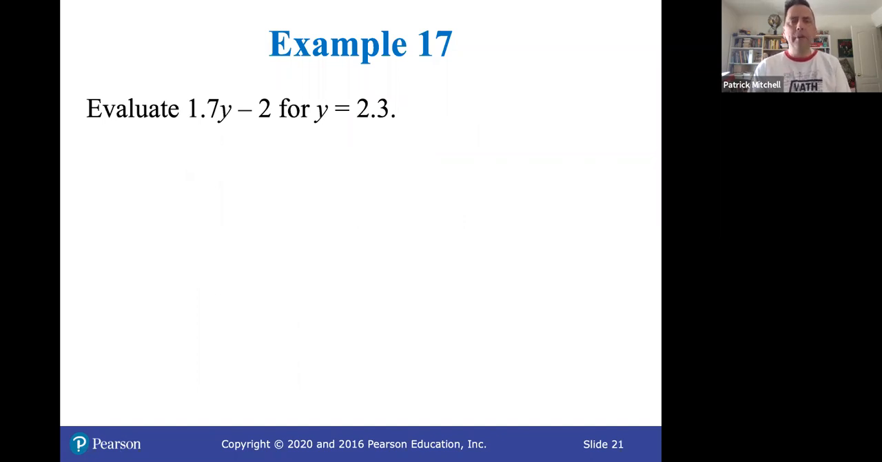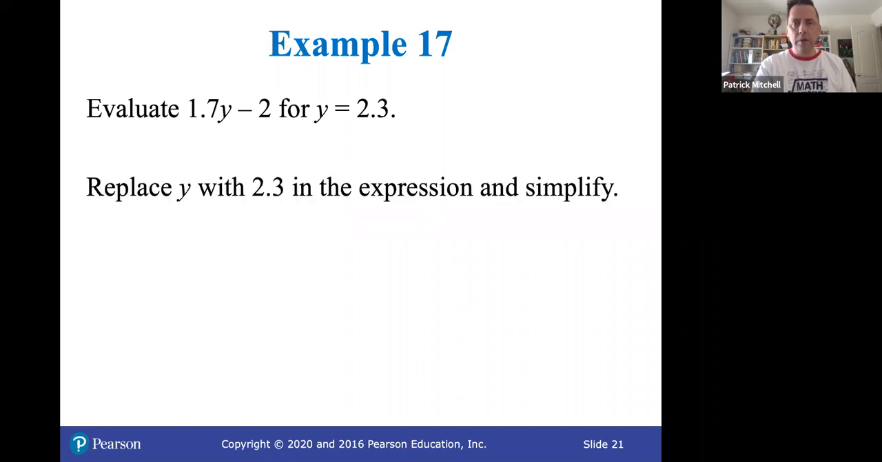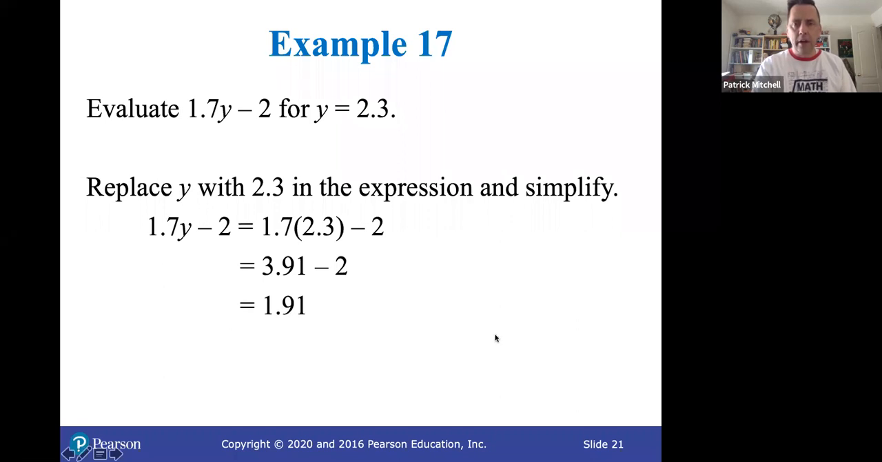All right, the last example is to evaluate 1 7/10 y minus 2 if y is 2 3/10. We've done lots and lots of problems like this before, just not too many with decimals. So replace y with 2 3/10 in the expression and simplify. So it turns into 1 7/10 times 2 3/10, and then subtract 2. Do the multiplication before the subtraction. 1 7/10 times 2 3/10 is 3 91 hundredths. When you subtract 2, you get 1 91 hundredths.